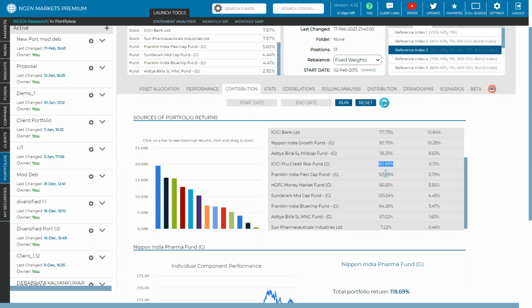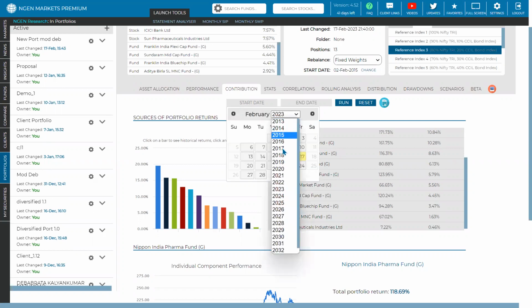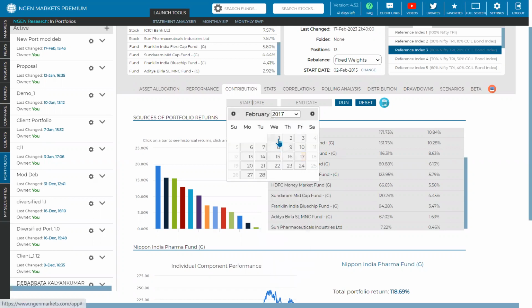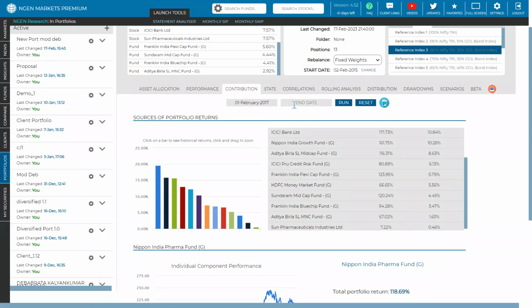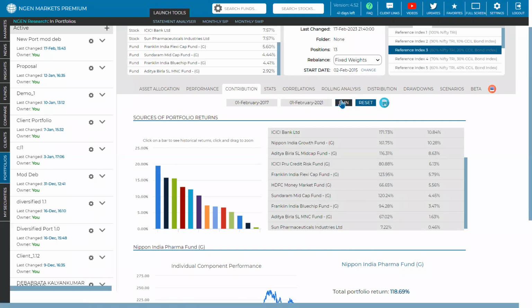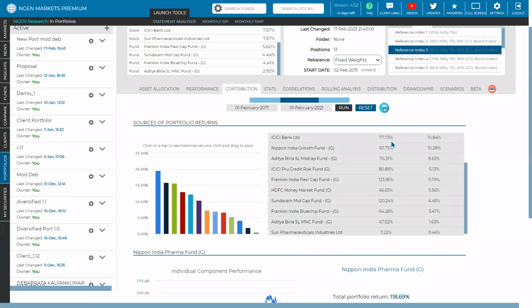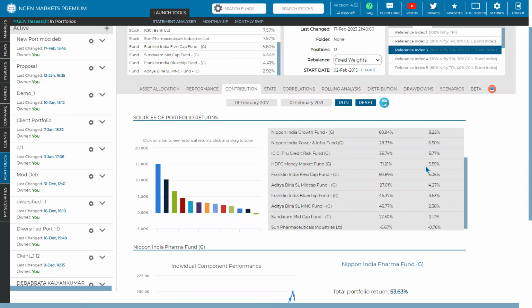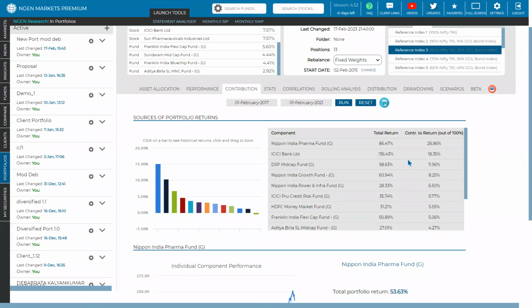That's how you can take a look and recognize funds based on one particular start to end date. Here you can also customize the start and end date. To customize that, you can choose, let's say, 2017 instead of 2015, and choose an end date, let's say 2021. So let's say you want to simulate what would have happened from 2017 to 2021 if I had taken such funds into consideration. You can see that the exposures Nippon Pharma, DSP Midcap, and ICICI Bank have been good contributors.